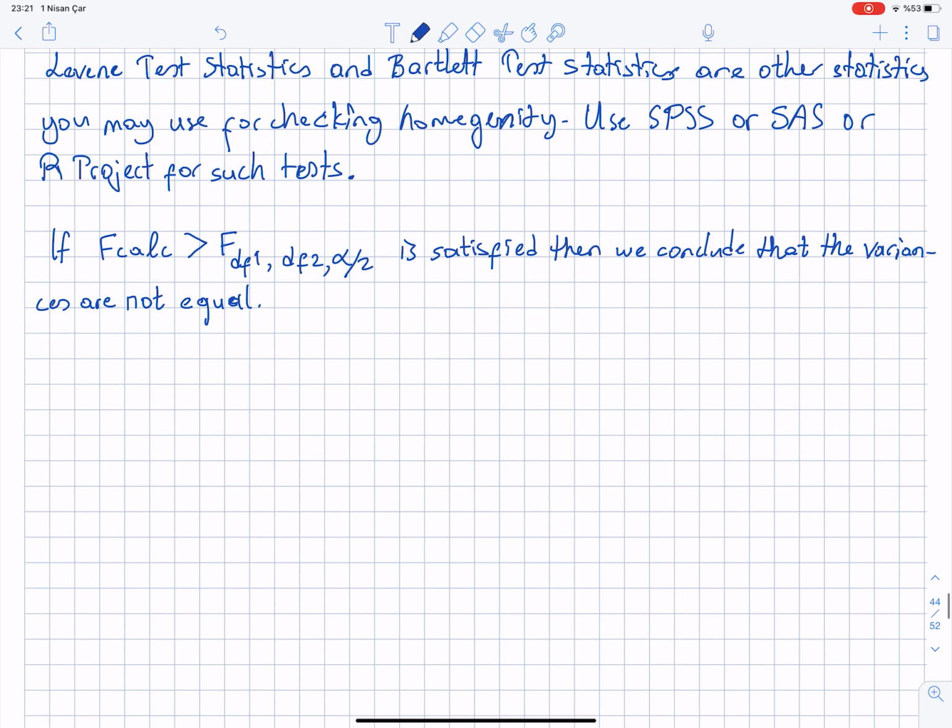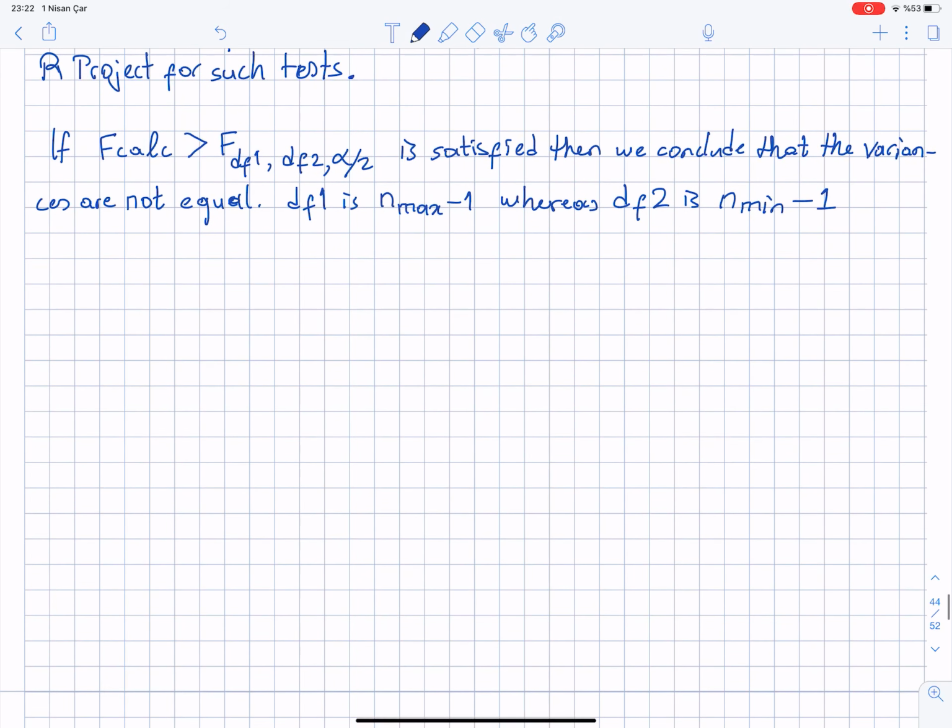Okay, degree of freedom df1 is the sample size of the larger variance, so n max minus 1. It doesn't mean the greater sample size. Don't be confused about this symbol. The n max is for the maximum variance, not the largest sample size. So df1 is n max minus 1, whereas df2 is n min minus 1. That's the second degree of freedom.